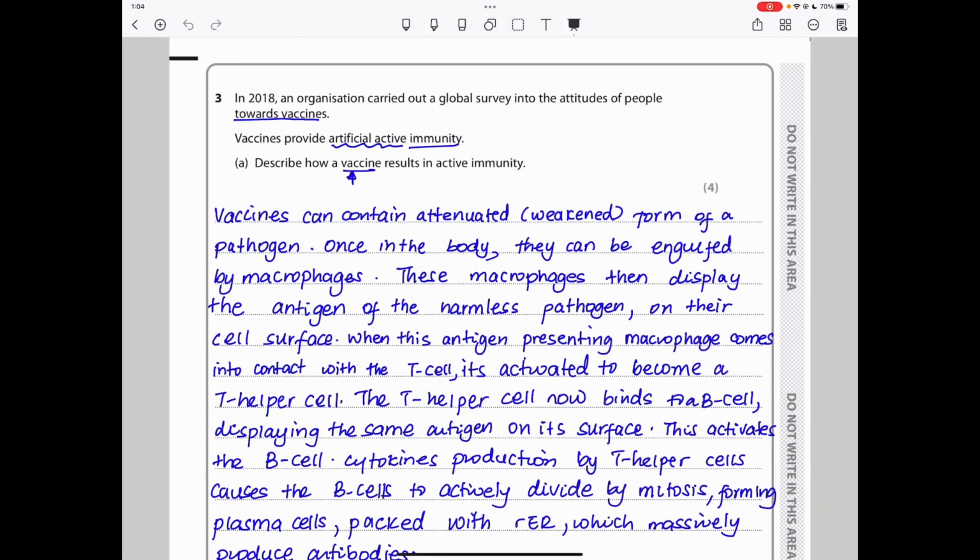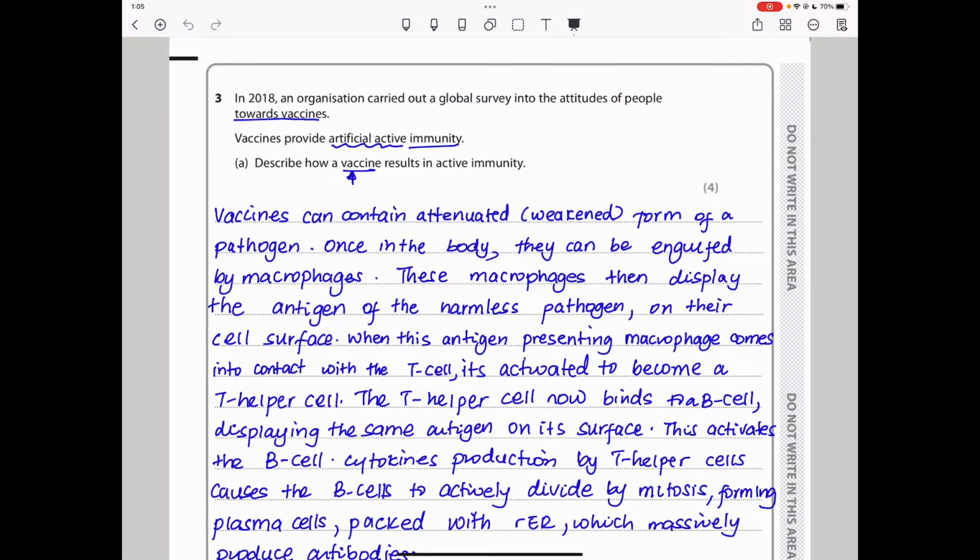Question 3. In 2018, an organization carried out a global survey into the attitudes of people towards vaccines. Vaccines provide artificial active immunity. Describe how a vaccine results in active immunity. Now we know vaccines contain attenuated or weakened versions of a pathogen. So if this version enters the body, macrophages are going to engulf it. And when they do engulf it, they will sort out the antigens and present those antigens on their surfaces.